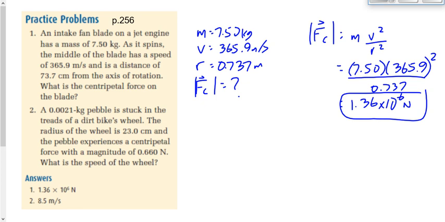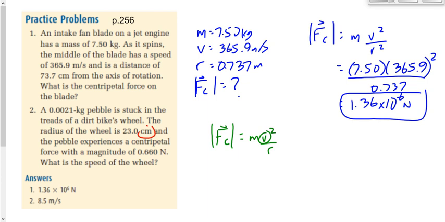Number two, a 0.021 kilogram pebble stuck in the treads of a dirt bike's wheel. The radius of the wheel is 23 centimeters. We've got to convert that to meters. Here's the force. What's the speed of the wheel? So same question, but we got to rearrange this one. Fc is equal to mv squared over r. Let's solve for v. How do we do that?